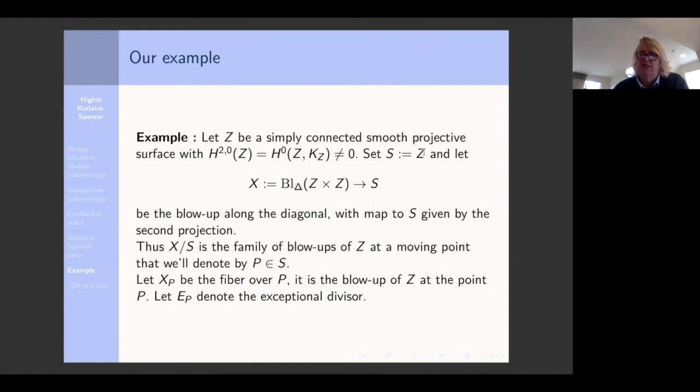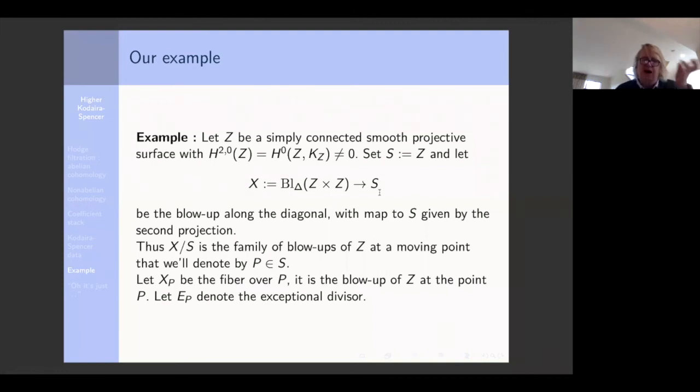Then that's going to be the base of our family, and the family is going to be the blow up of the diagonal of Z cross Z over S. In other words, the base of our family is just Z itself, and the fiber X_P over a point in Z is just the blow up of Z at that point P. So we're just blowing up the same surface at a moving family of points. That's going to be our family of varieties.